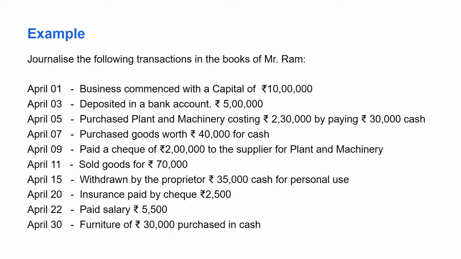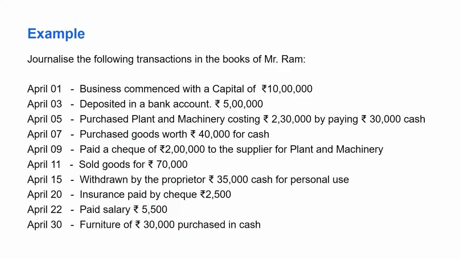Example: journalize the following transactions in the books of Mr. Ram. April 1st, business commenced with a capital of rupees 10 lakh. April 3rd, deposited in the bank account rupees 5 lakh. April 5th, purchased plant and machinery costing rupees 2,30,000 by paying 30,000 cash. April 7th, purchased goods worth rupees 40,000 for cash. April 9th, paid a check of rupees 2 lakh to the supplier for plant and machinery. You can see that on April 5th, we purchased plant and machinery costing rupees 2,30,000 and we paid only 30,000 in cash. And the remaining 2 lakh is paid on April 9th.